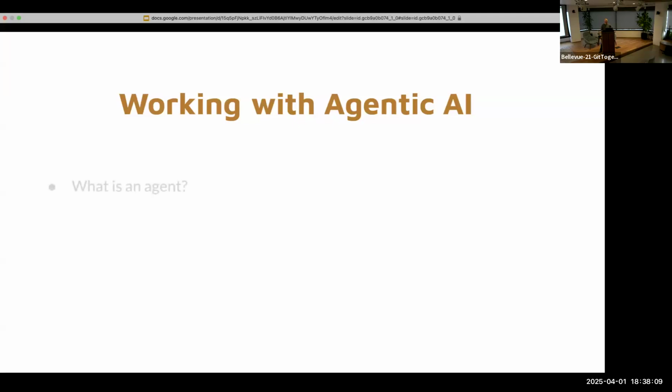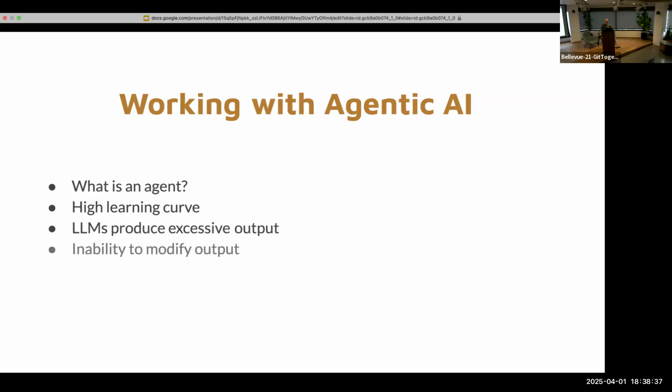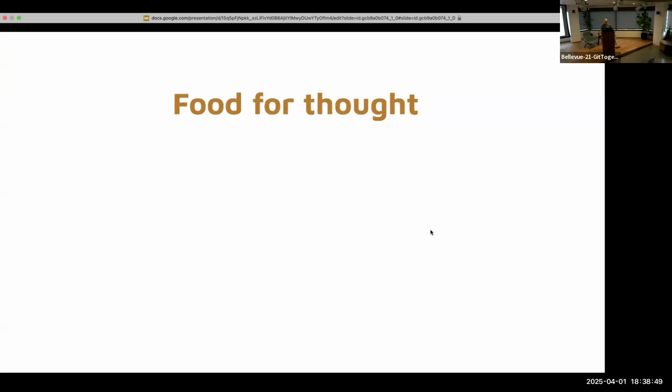All right, what is an agent? The dictionary definition is a person acting on behalf of another person. And in agentic AI terms, it's an LLM-driven program that does things for you using tools. And tools are just pieces of code that it knows how to use. When you try using agents, there's a high learning curve. The LLMs produce excessive output that is hard to modify, and it's not forgiving, right? So, next slide. All right, what can we do better?